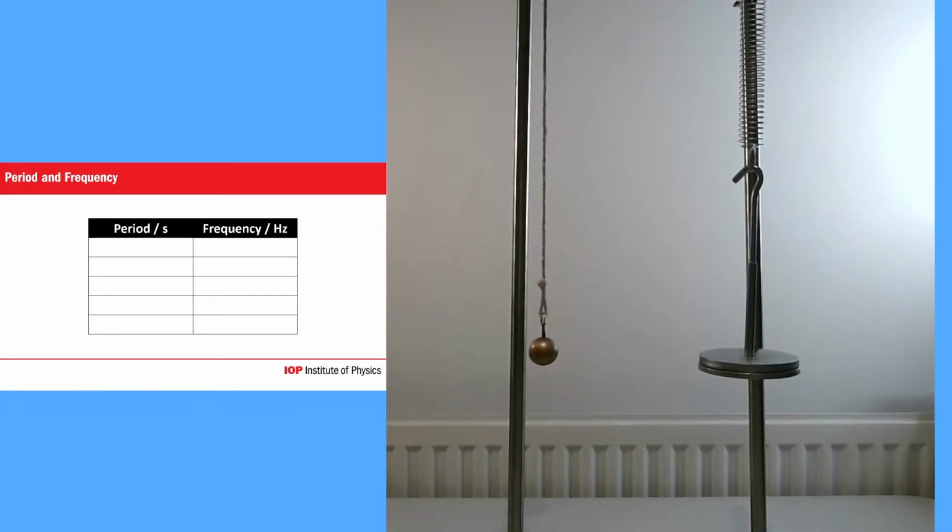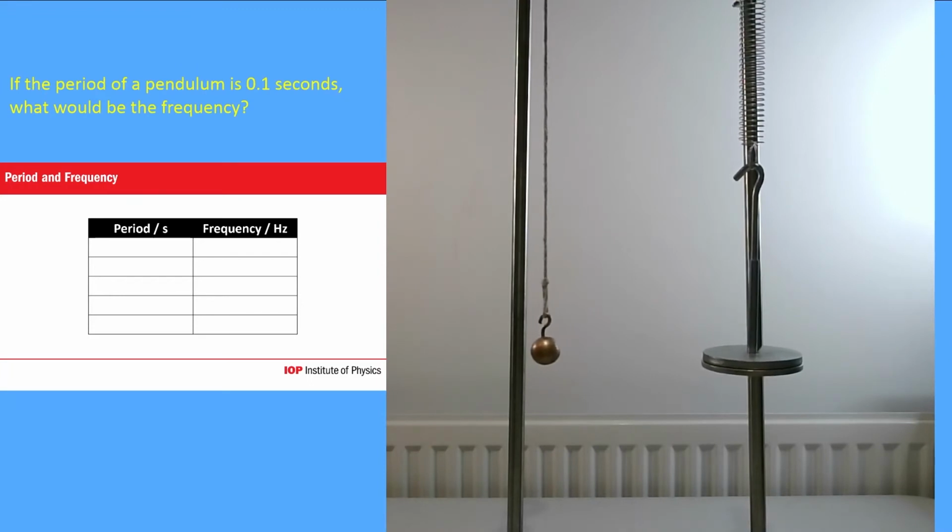You can talk to your students about how you could determine an accurate value for the time period by measuring the time for, say, 20 or 30 oscillations and then dividing by the number of oscillations. Now, the frequency is defined as the number of oscillations in 1 second. Lots of practice here will enable your students to develop a really good understanding of what these two terms mean.